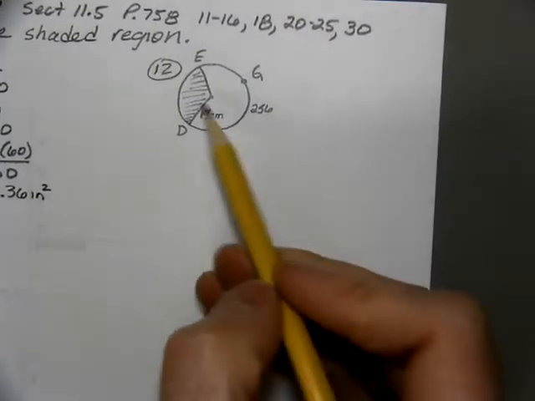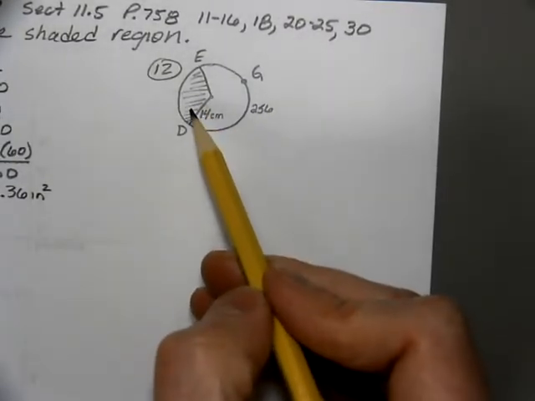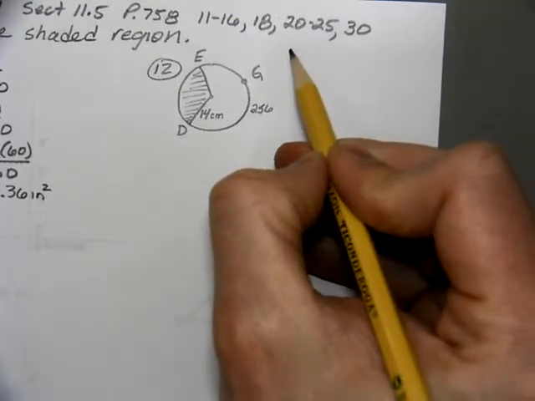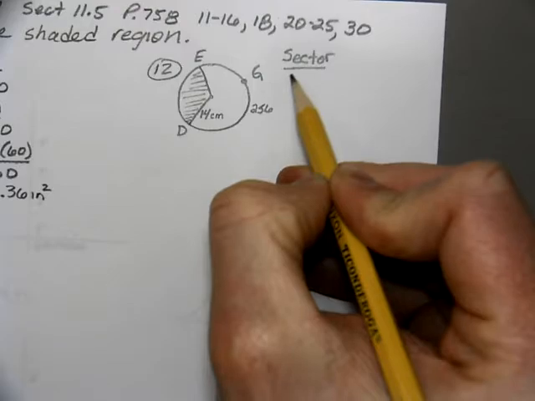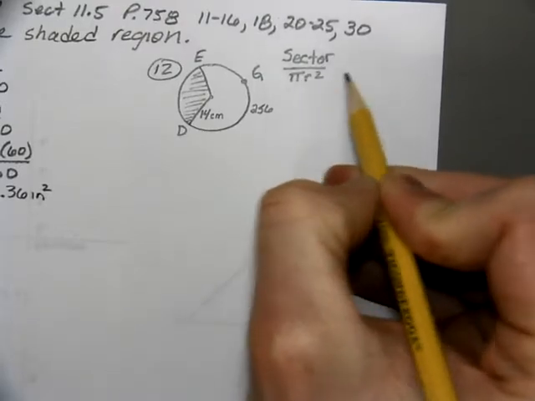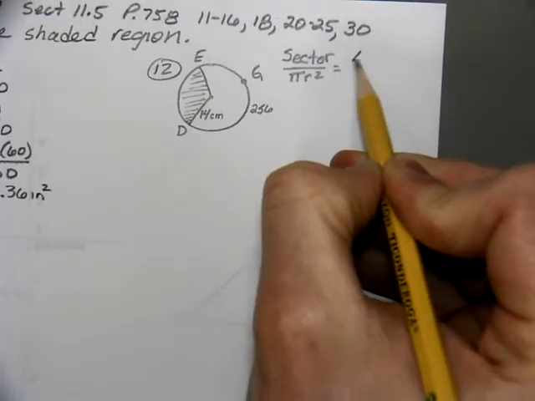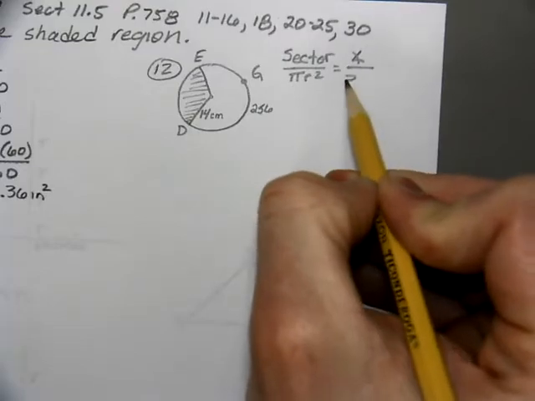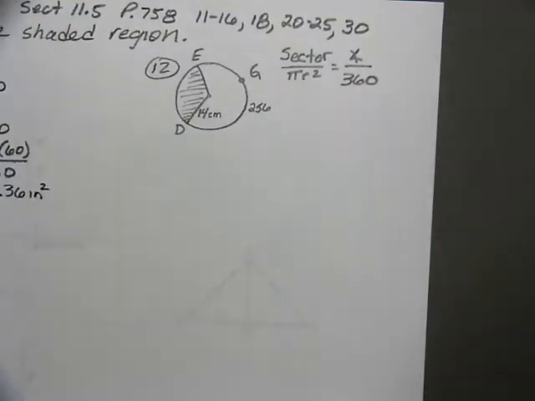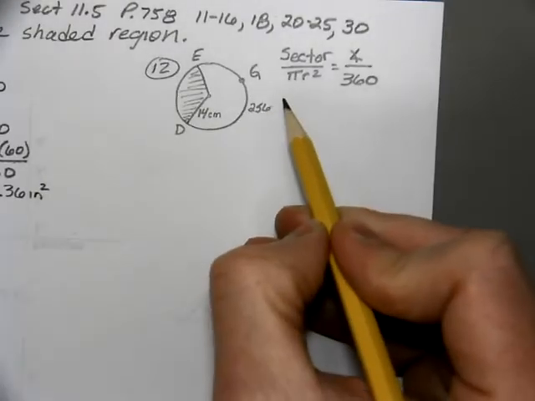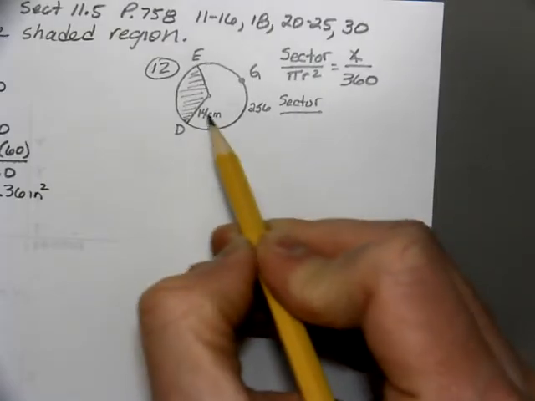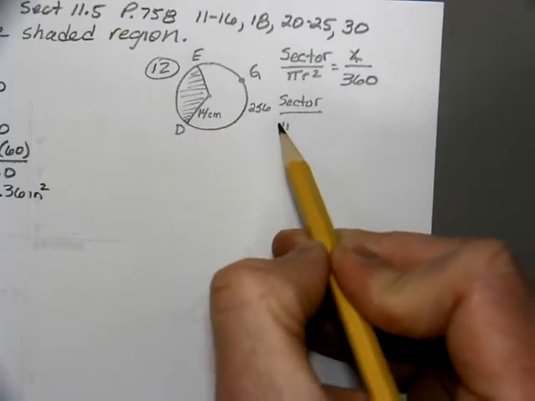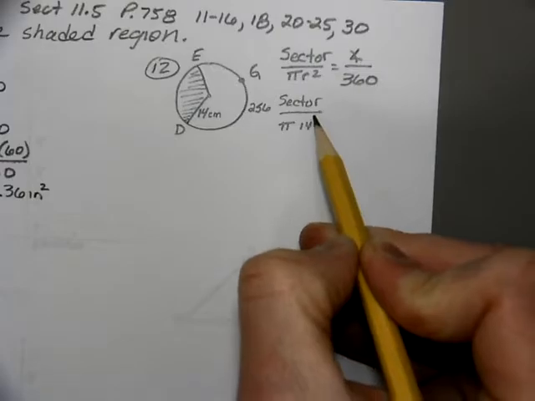For number 12, we're looking for the area of the shaded region. We know that our formula is always sector over pi r squared, the angle over 360. We're looking for the sector. The sector is our unknown. Here's our radius. So pi 14 squared.